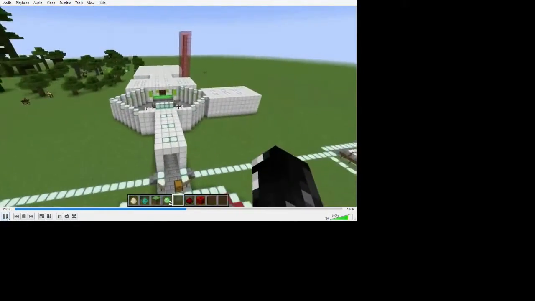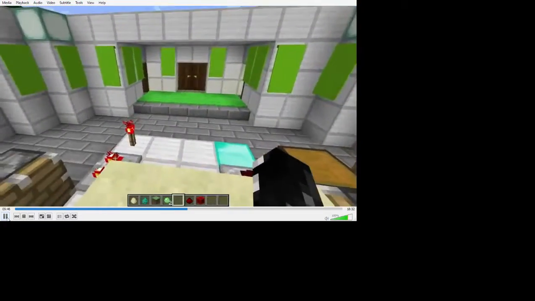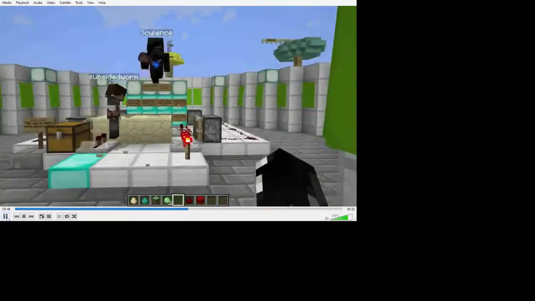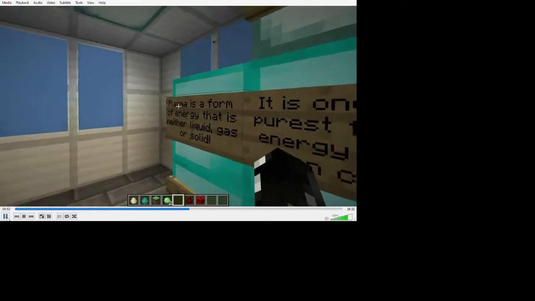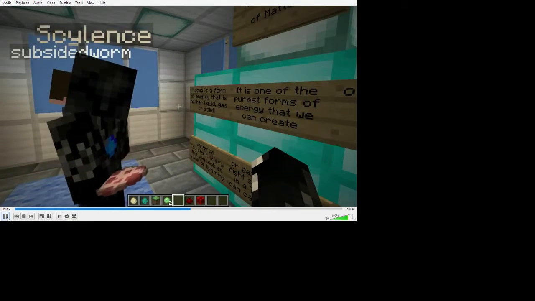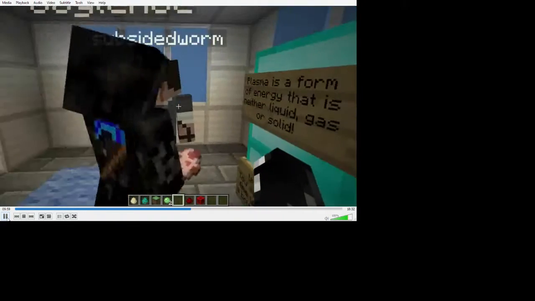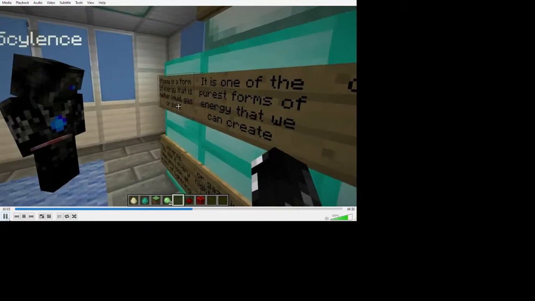Okay, come over here. Follow me really quick, because there was another thing where you read something wrong, and I want to see what you see. What does the first sign say? Plasma is a form of energy. Continue on. That is neither liquid or solid. Seriously? Is there supposed to be gas on the last line? It says neither liquid, gas, or solid.